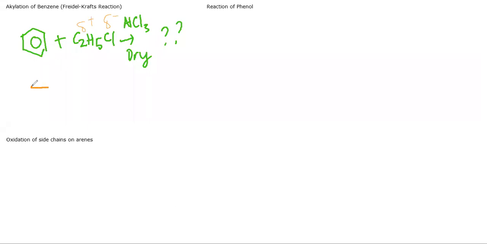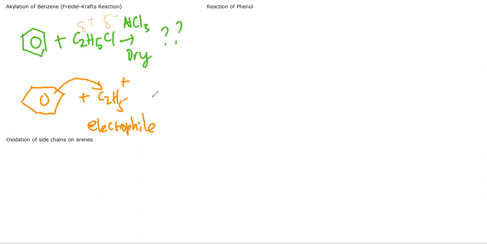So benzene plus C2H5. In this case, C2H5 is the electrophile. Electrophile means that philia means love, electro means negative. So why is C2H5 plus an electrophile? Because it has a positive side. So one of the pi bonding systems inside the benzene ring will pick up C2H5. This reaction happens at a slow rate.